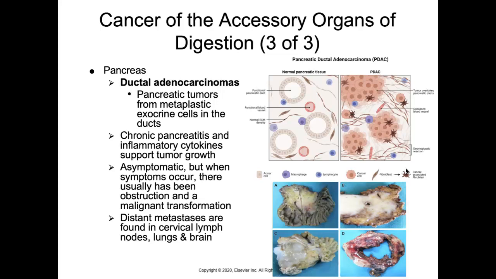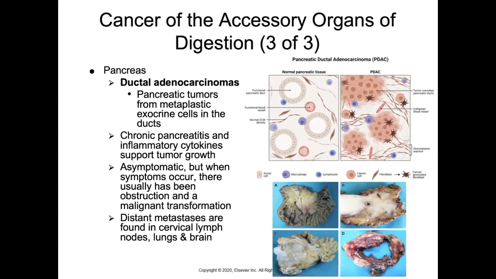So we have the pancreatic cancers being able to arise from both exocrine and endocrine cells, but most of the time we're going to see cancer arise from the metaplastic exocrine cells in the ducts, and it's going to be called ductal adenocarcinoma. The chronic stage of pancreatitis and inflammatory cytokines help to support tumor growth, and if that tumor is within the head of the pancreas, it can quickly spread to obstruct the common bile duct and the portal vein, which you can imagine leads to things like obstructive jaundice or portal hypertension. And these tumors can also infiltrate the superior mesenteric artery and the vena cava and the aorta and form emboli.